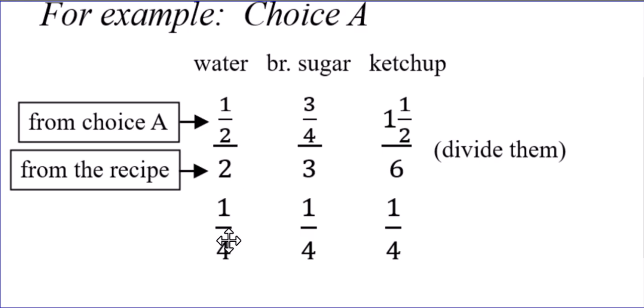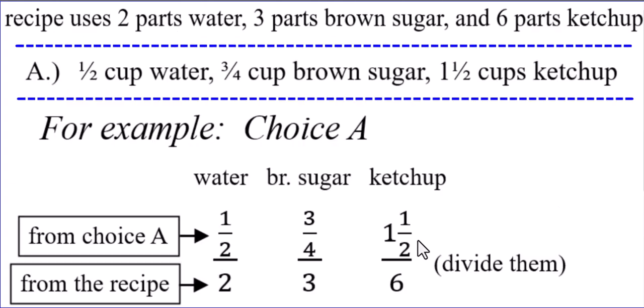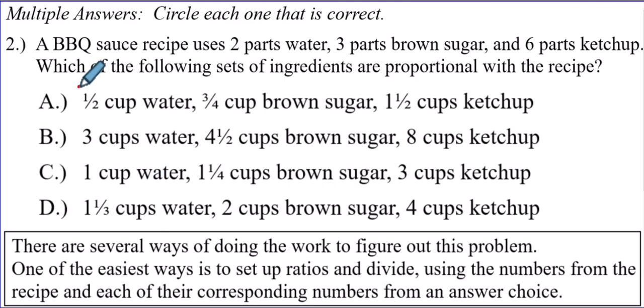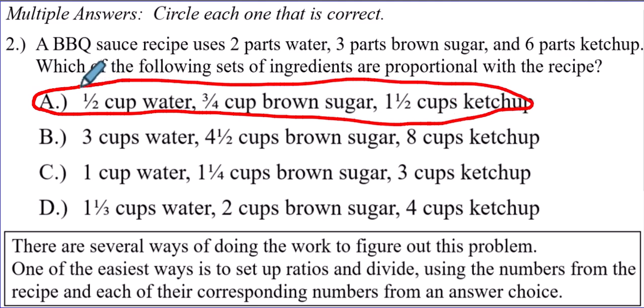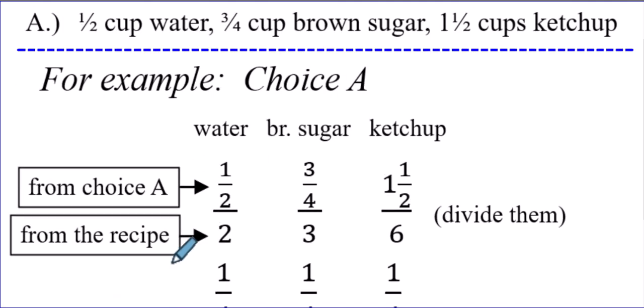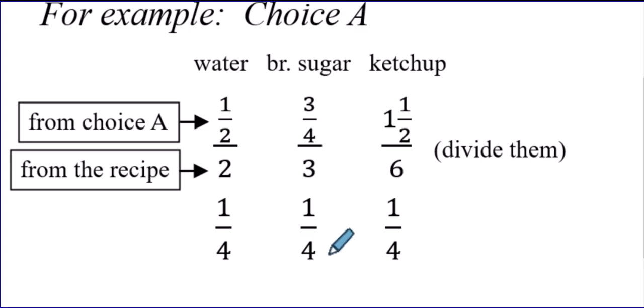1/2 divided by 2 is 1/4. 3/4 divided by 3 is also 1/4. 1.5 divided by 6 is, hey, 1/4. So what does this mean? This means choice A from our original set of choices is proportional because every time we divided, we got the exact same ratio. We got it from the water, from the brown sugar, and from the ketchup. It was the same ratio.